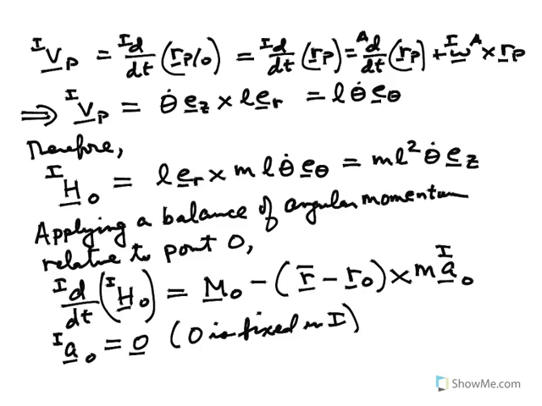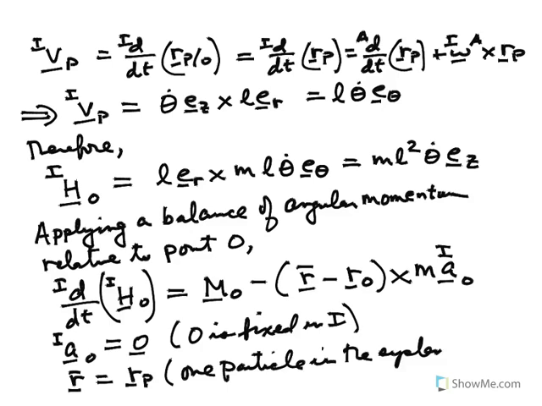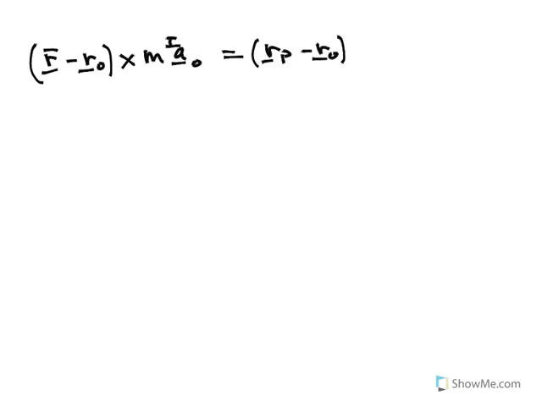And just for completeness, R bar is actually equal to RP, because there's just one particle in the system, which doesn't really matter in this particular case, but I pointed it out for completeness of the discussion. So in any case, that second term is equal to 0. R bar minus RO crossed with M A_O/I is equal to RP minus RO crossed with M times 0, which is equal to 0 because the acceleration of O is 0.